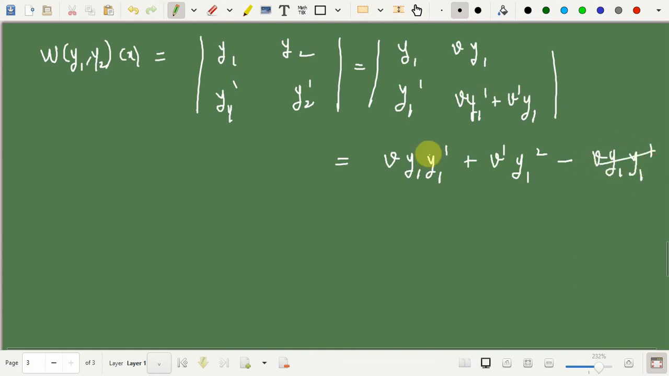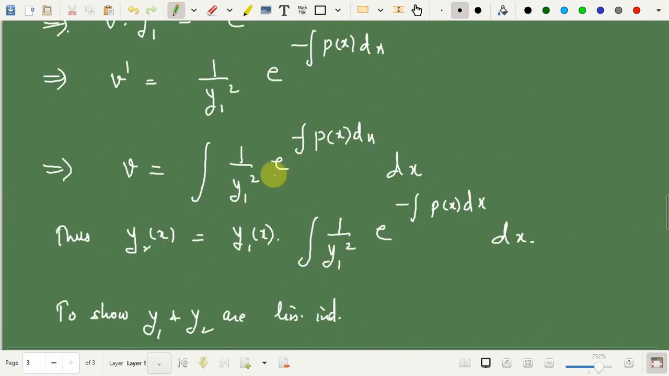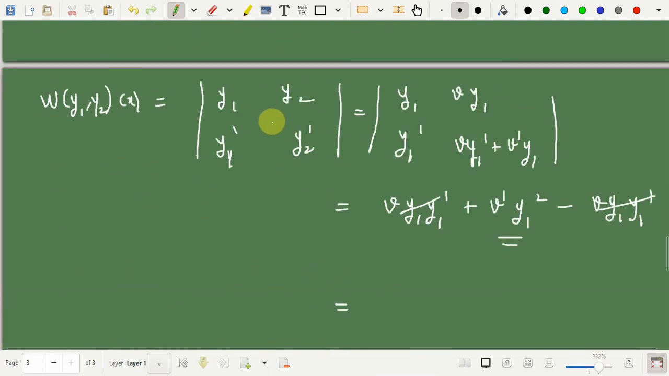So this and this get cancelled, and so we have this as the determinant. Can this ever be equal to 0? We know the value of v prime. In the previous expression we got the value of v prime. v prime is this value: 1 by y1 squared into e raised to minus integral of p of x dx.